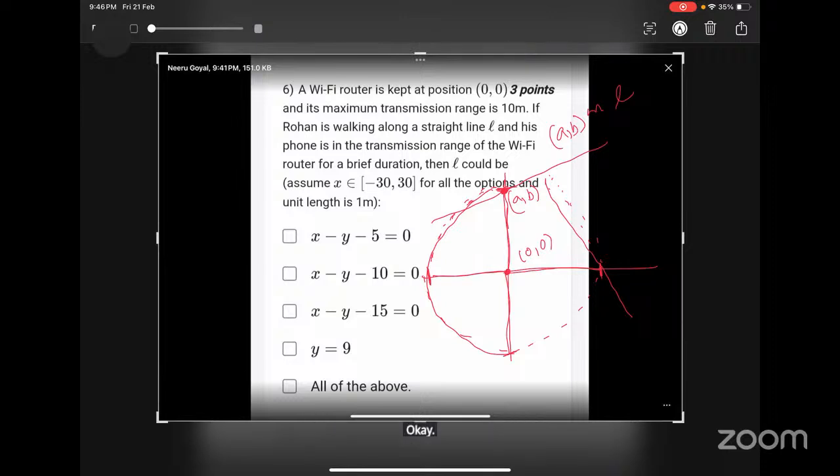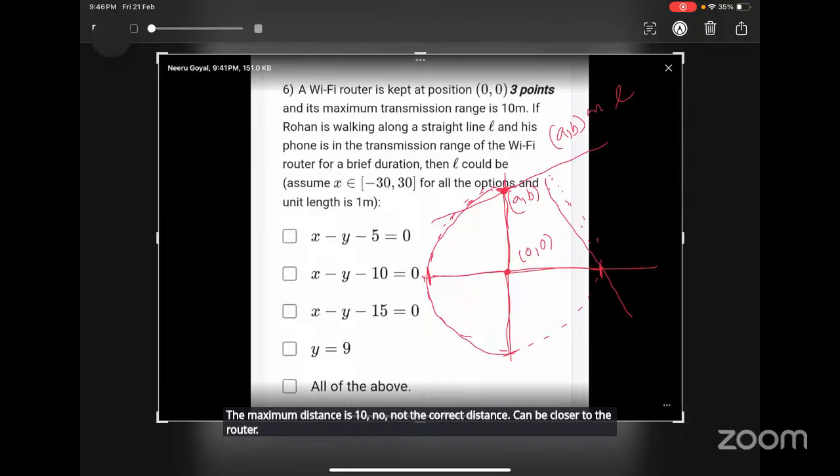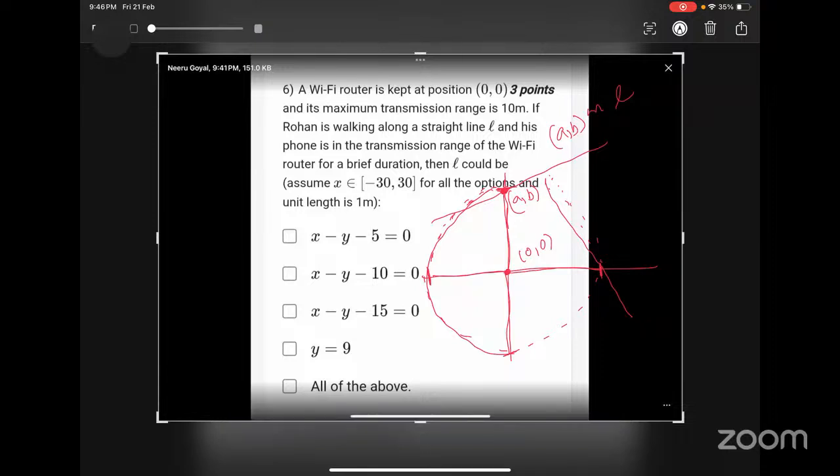So what relation can we find between them? Maximum distance is 10, no? But in the second case, the line can be closer to the router. Wait, he can be closer to the router. In that case, the distance won't be 10 meters. It will be lesser.